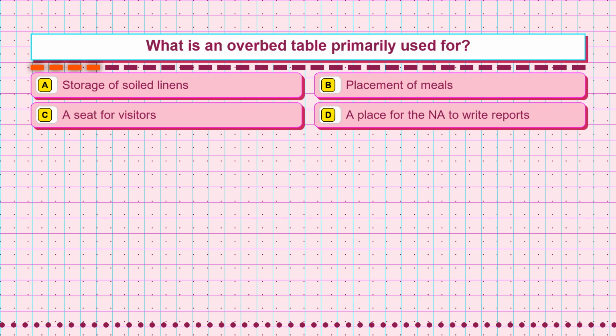Question 93. What is an overbed table primarily used for? Option A, storage of soiled linens. Option B, placement of meals. Option C, a seat for visitors. Option D, a place for the NNAAP to write reports.